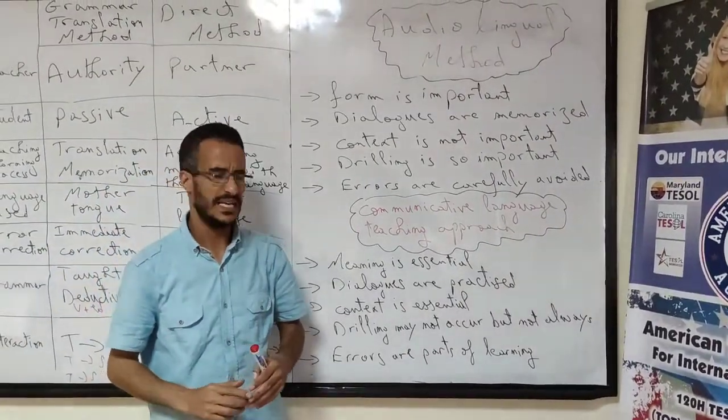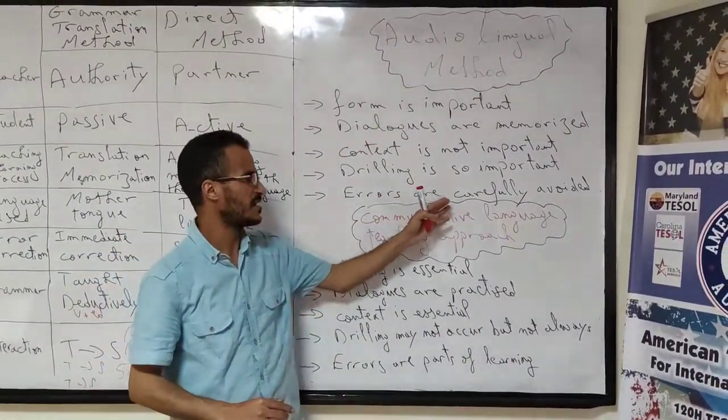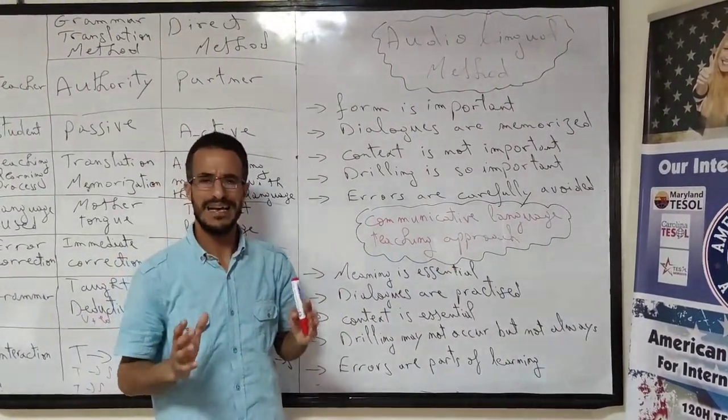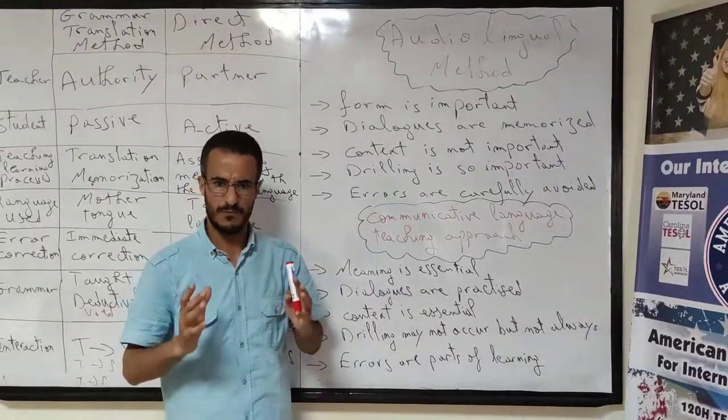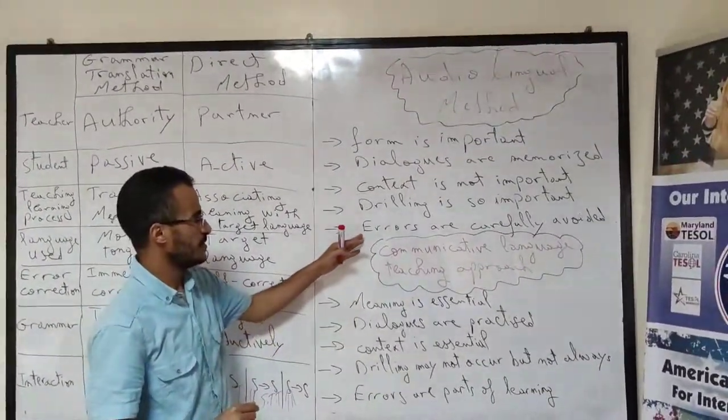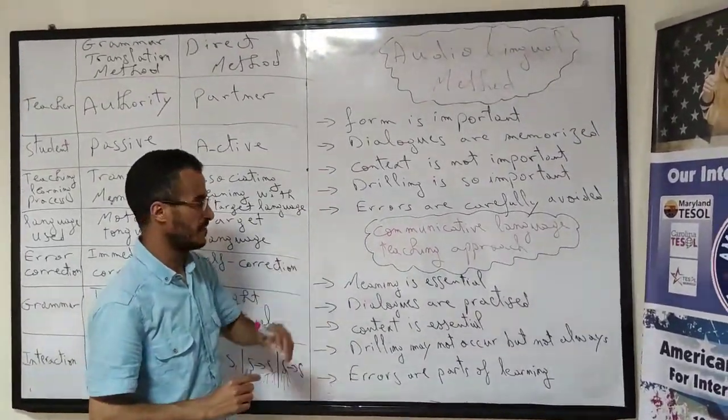Now, what about mistakes? Mistakes or errors are carefully avoided. Teachers tell students to avoid making mistakes, okay? They are not important, okay? So they must, I mean, students must avoid them.